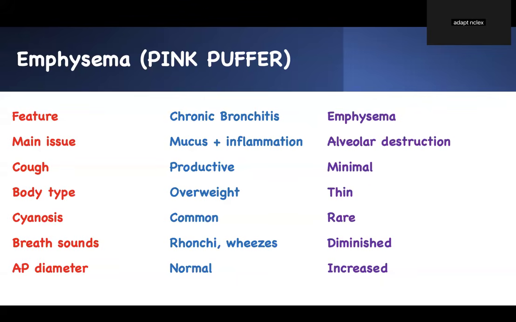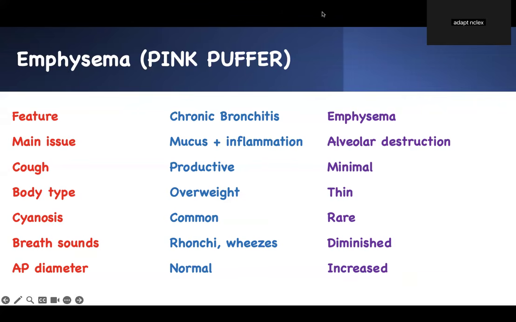What is the body type? Emphysema patients are usually small compared to bronchitis patients. Cyanosis, mostly bronchitis. Emphysema, no, because they have a lot of oxygen, but they cannot get rid of it. Breath sound. When you listen to bronchitis, because of the fluid, the mucus, they sound rhonchi and wheezing.